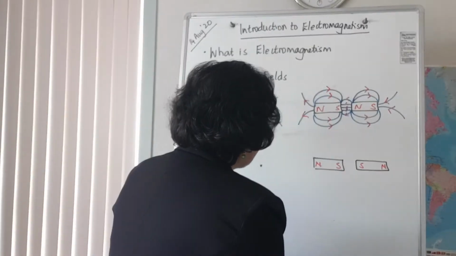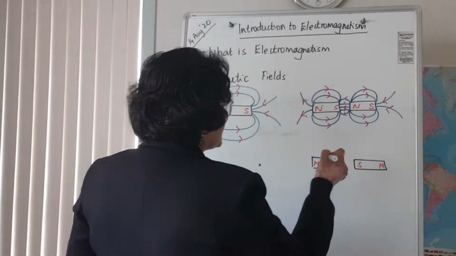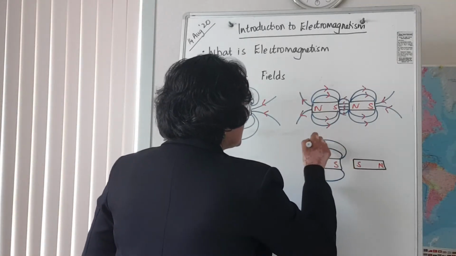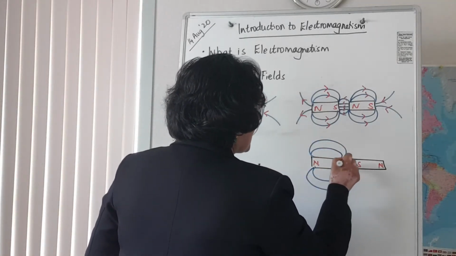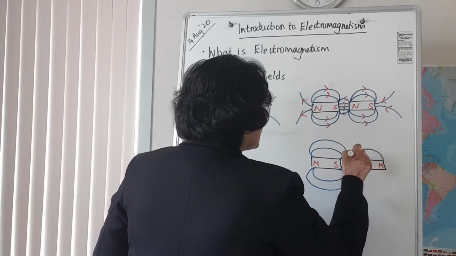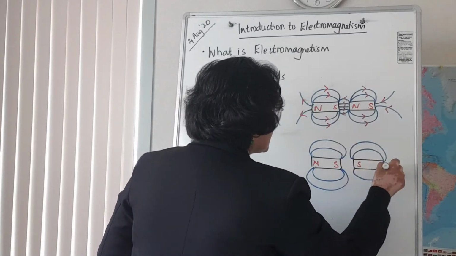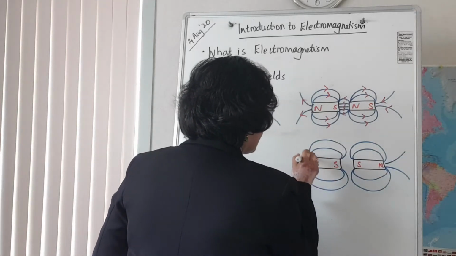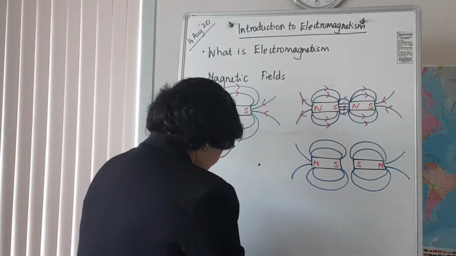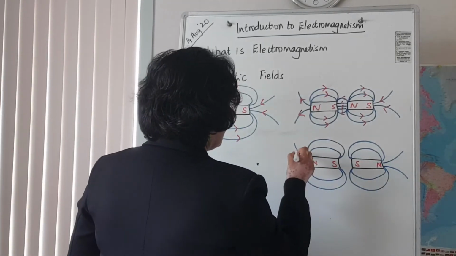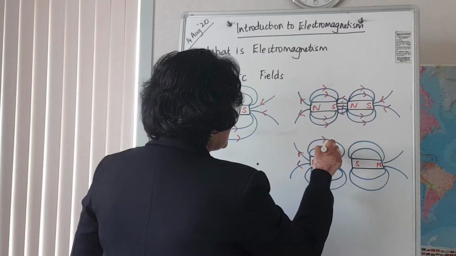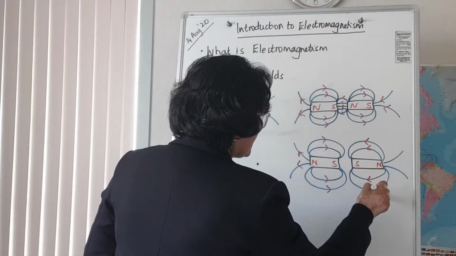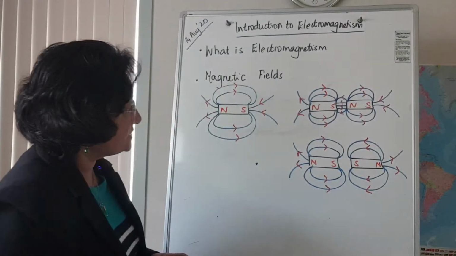And if you have similar poles facing each other, they're going to repel, right? So like poles repel, and unlike poles attract. That's the law of magnets. So out of the north, into the south, into the south, out of the north. So that's what these look like.